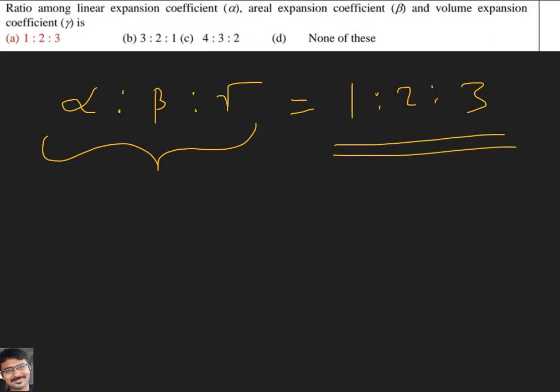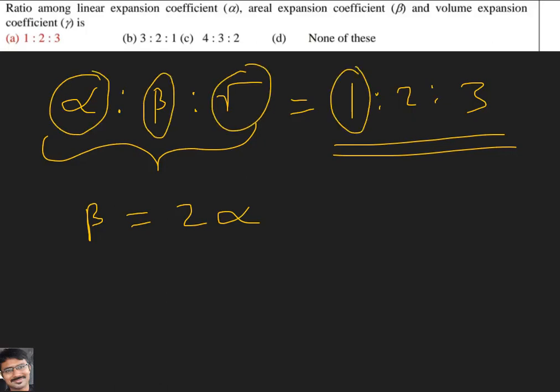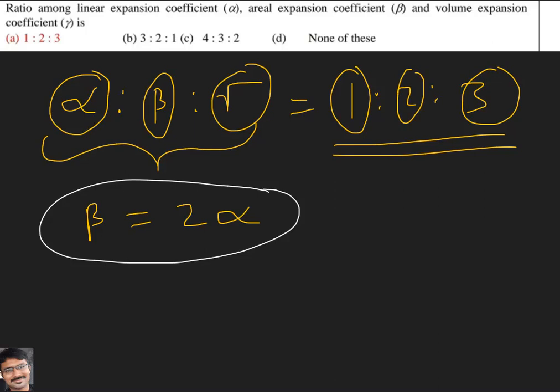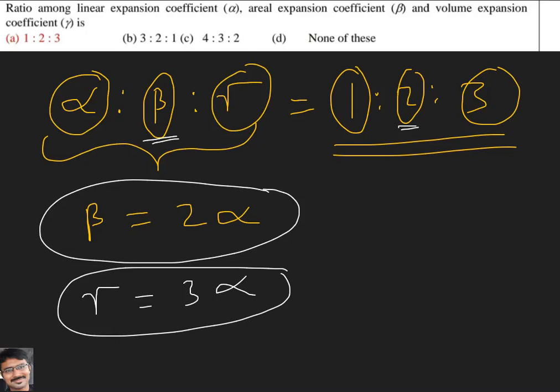If they are asking for the relation between, suppose, beta and alpha, I can write beta is equal to 2 alpha. Because observe here, alpha is to beta is to gamma is 1 is to 2 is to 3. So from that information I can write beta is equal to 2 alpha, because beta corresponds to 2. And gamma is equal to 3 alpha. So beta is 2 alpha, gamma is 3 alpha.